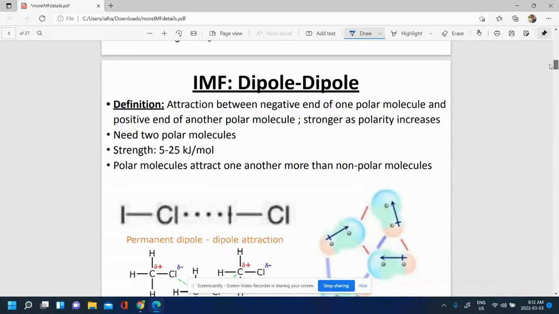So we'll start with the dipole-dipole, and that's when you have two molecules or more, when you have the partial negative end of one of the molecules attracted to the partial positive end of the other molecule. And this here would be a dipole-dipole interaction.